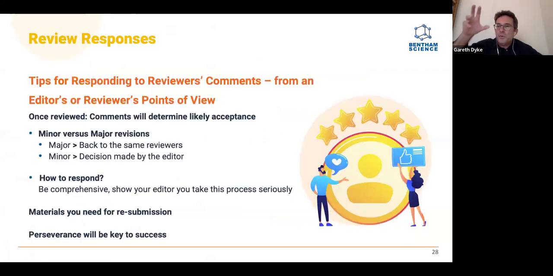Now you're going to wait for peer review comments to come back from the journal. And when you get those comments back, take some time to think about them. Take some time to manage them. There's a number of key tricks that you can use to manage comments that come back on your work from peer reviewers. Once reviewed, your paper will probably get either minor or major comments. Okay, minor or major comments.